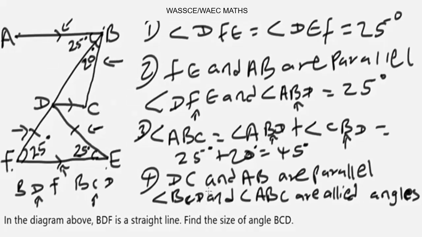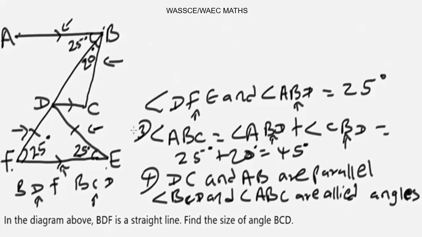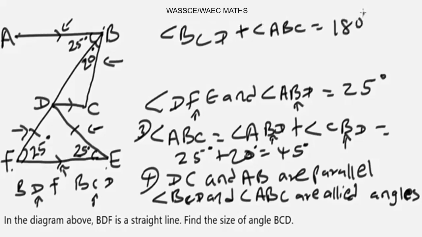Okay, now all we have to do, remember we have angle BCD, or let me write it up. Let me wipe some parts of the board and complete the solution. Okay, so that means angle BCD plus angle ABC equals what, 180 degrees. So they add up to give 180 degrees. Remember, we have to find BCD.